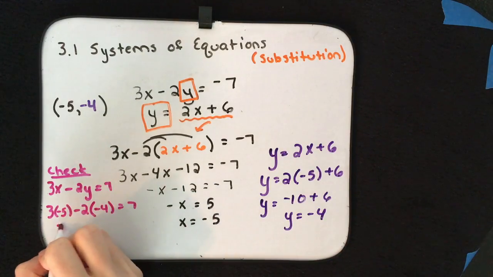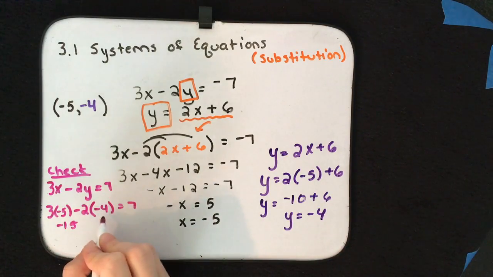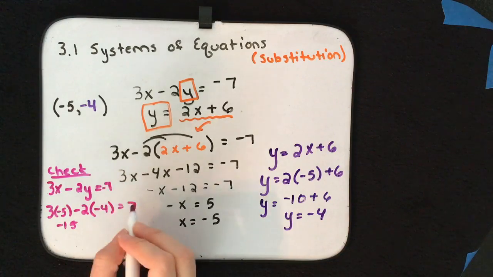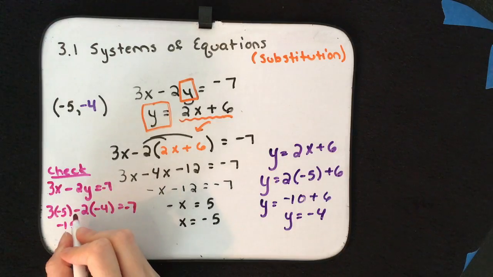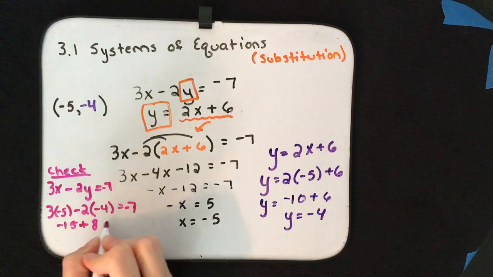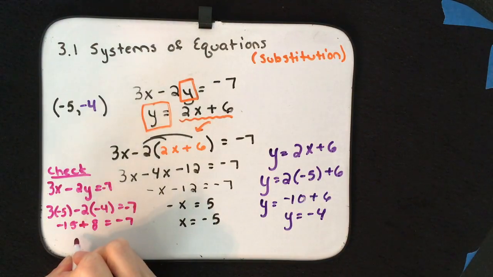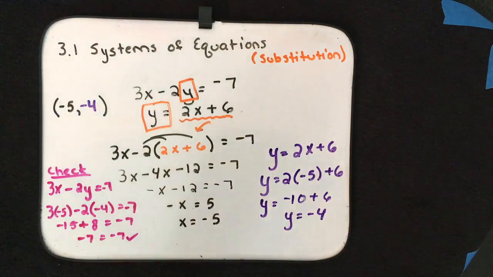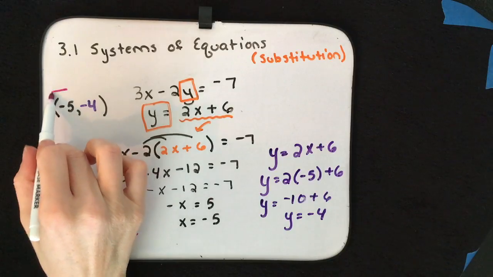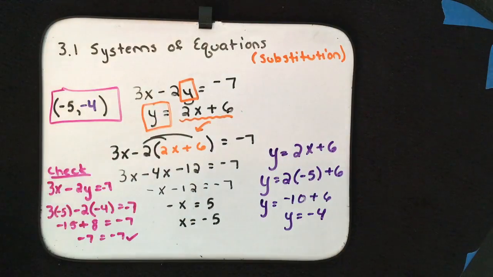3 times negative 5 is negative 15. Negative 2 times negative 4 is positive 8. Negative 15 plus 8 is negative 7. That works. So that means our solution of negative 5, negative 4 is correct.